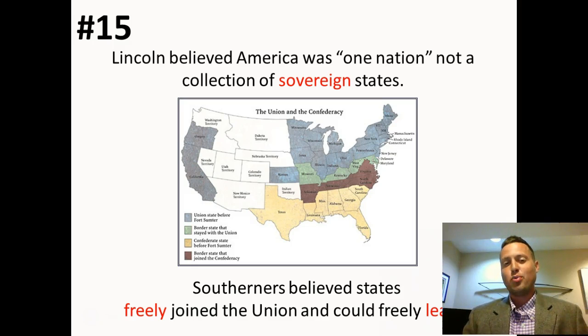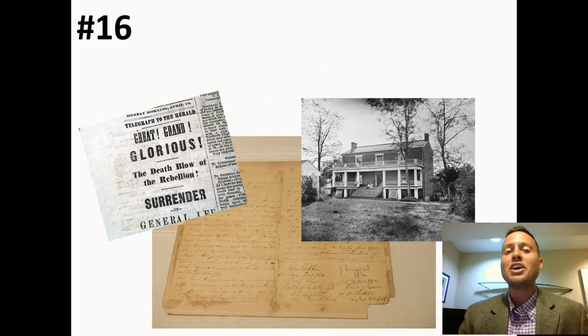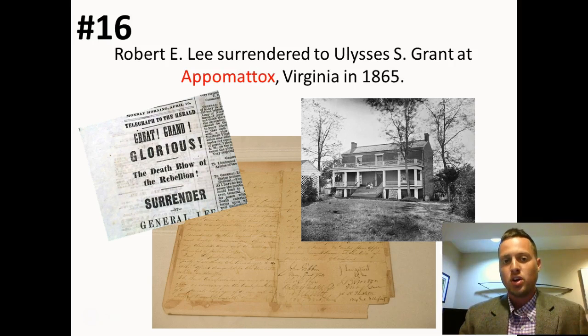North win, South win. North, big winners in the Civil War, number 16. Where does Lee surrender to Grant? Remember, Grant is the North's best soldier. Robert E. Lee surrendered to Ulysses S. Grant at Appomattox, which is in Virginia. It's in the heart of Virginia, in 1865.